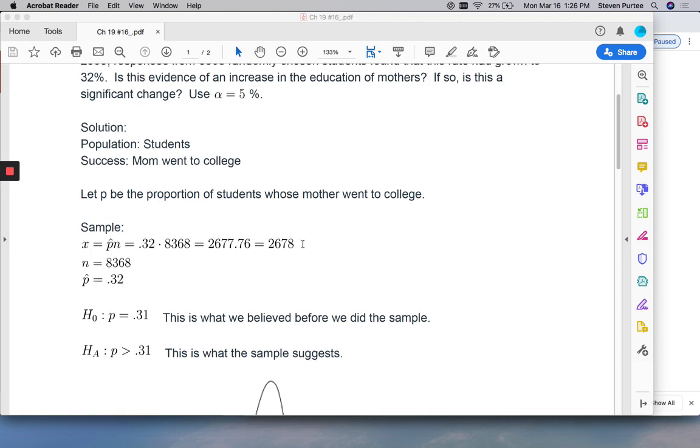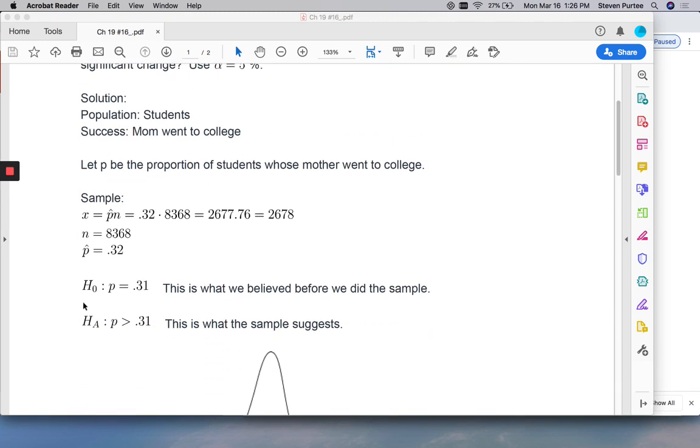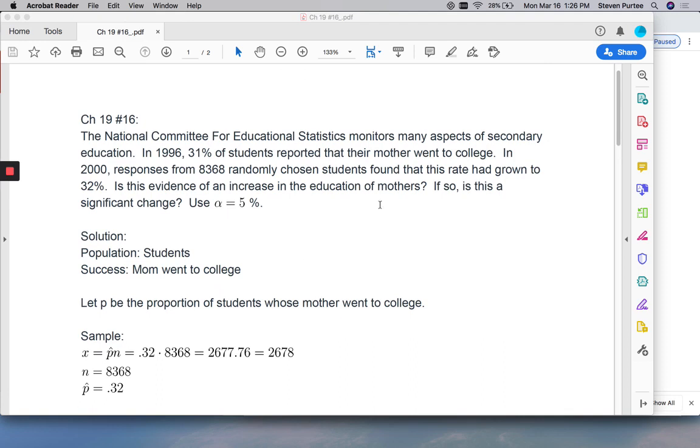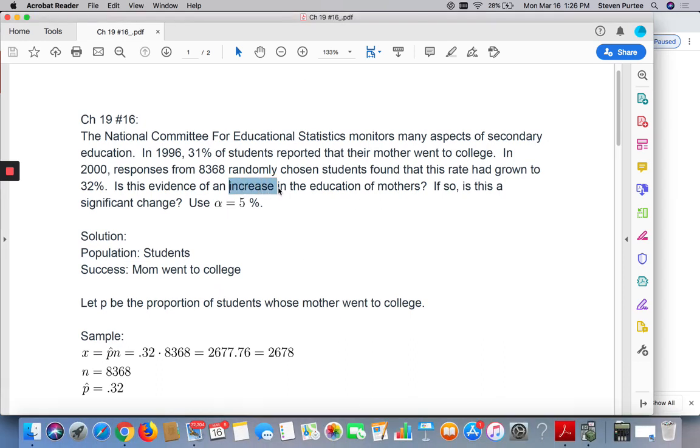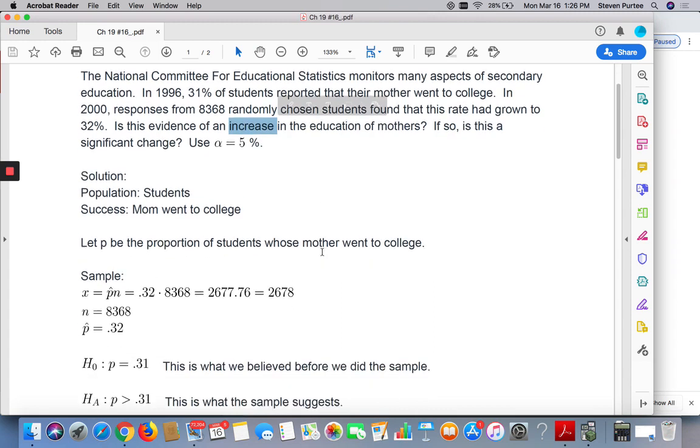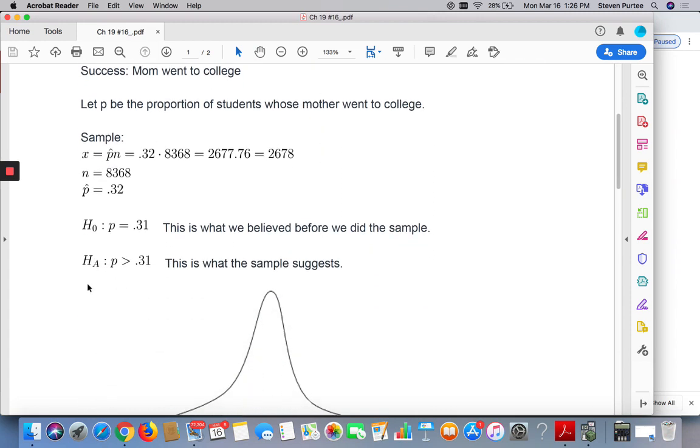Then we write down our hypotheses. The null hypothesis is what we used to believe, that 31% of students said mom went to college. P equals 0.31. That's our P naught right there. Then the sample says that rate has gone up. Also, the problem says the word increase. Everything says the rate has gone up, so our alternative hypothesis is that P is now greater than 31%.